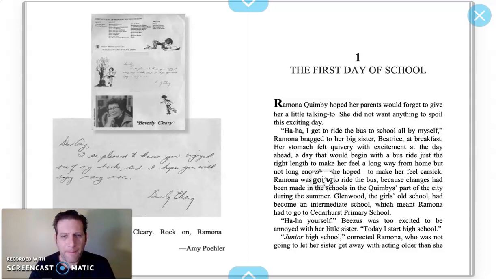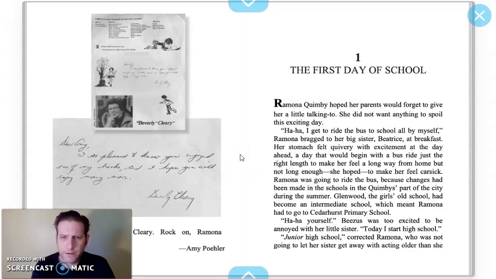at breakfast. Her stomach felt quivery with excitement at the day ahead, a day that would begin with a bus ride, just the right length to make her feel a long way from home, but not long enough, she hoped, to make her feel car sick.